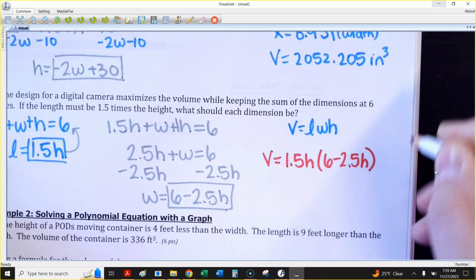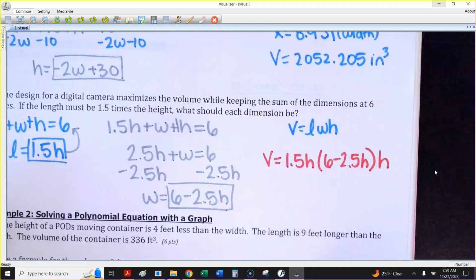And then for the height, I would actually put just h for the height. So everything's in terms of the height there. That way I only have two variables and we can relate that on the graph. Now, I'm going to do the same thing. You can type it in. You don't have to multiply it out or anything like that. You can just type it right in with the parentheses like that. But we're just going to substitute x for the height and y for the volume.